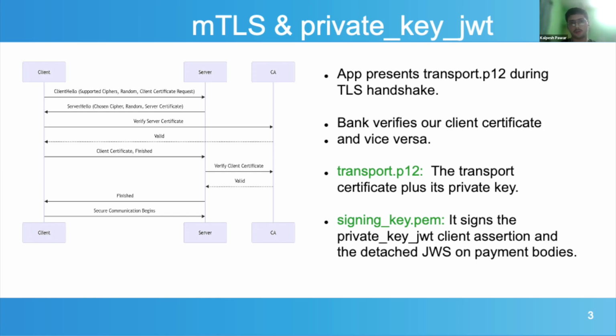And when we try to generate authentication, the signing key PEM certificate is used. It is for verifying our consent for payments and for the AISP API.